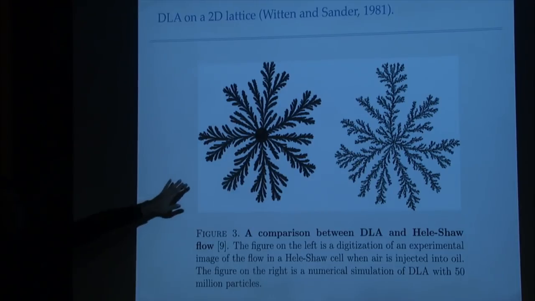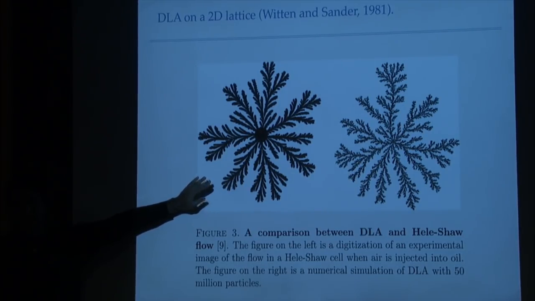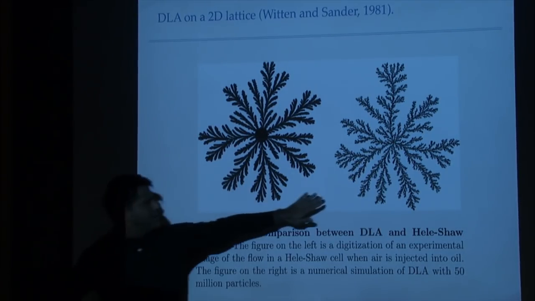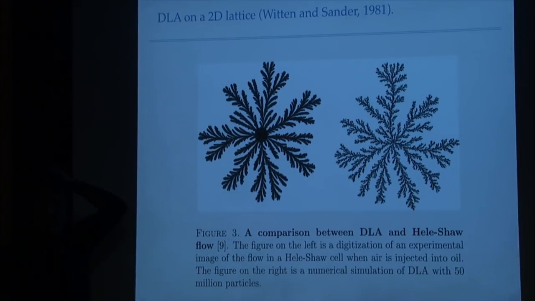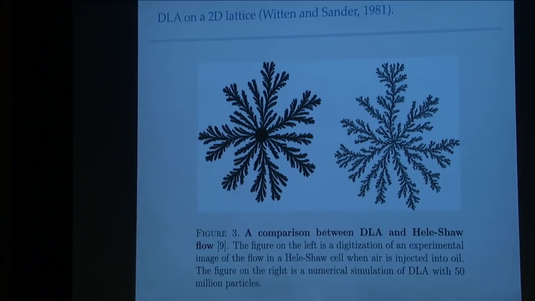This is a genuine physical experiment on fluids in a Hele-Shaw cell. But this one on the right is a cluster which is created by a very elementary algorithm. You start out with some seed. It's a model for the growth of a cluster. It's called diffusion limited aggregation. It was introduced by Witten and Sander in a classic paper in the physics literature in 1981. And the model is just the following.